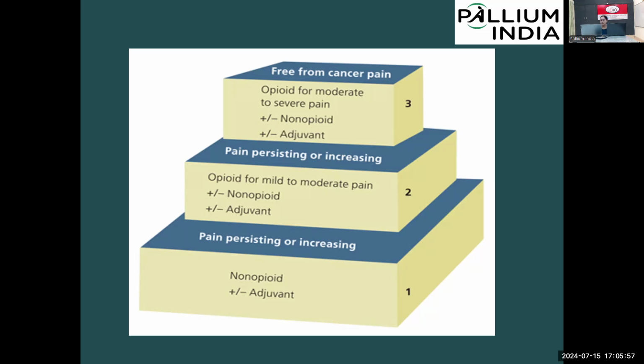So what are step 2 opioids? Can someone tell me what are step 2 opioids? Yes, step 1 is paracetamol, NSAIDs. Step 2 is tramadol, codeine, tapentadol. Opioids for mild to moderate pain come under step 2. And step 3 opioids include morphine, fentanyl, methadone. They are step 3 opioids for moderate to severe pain.